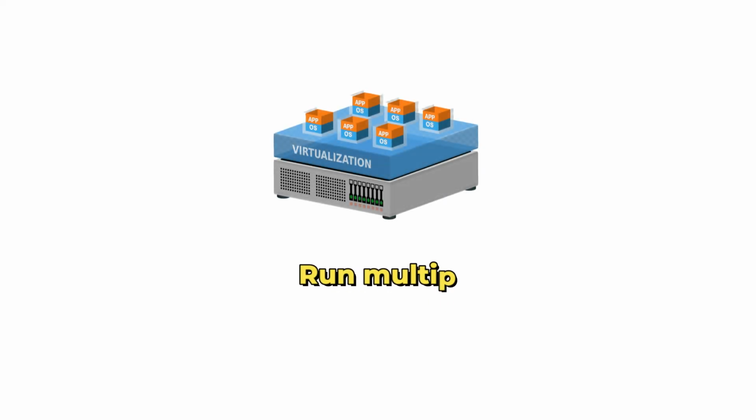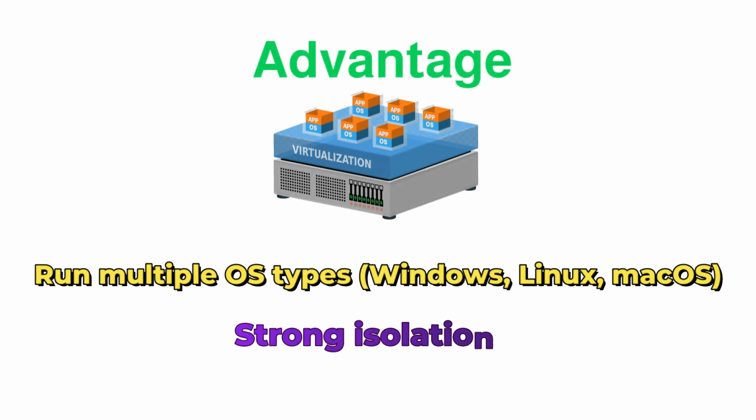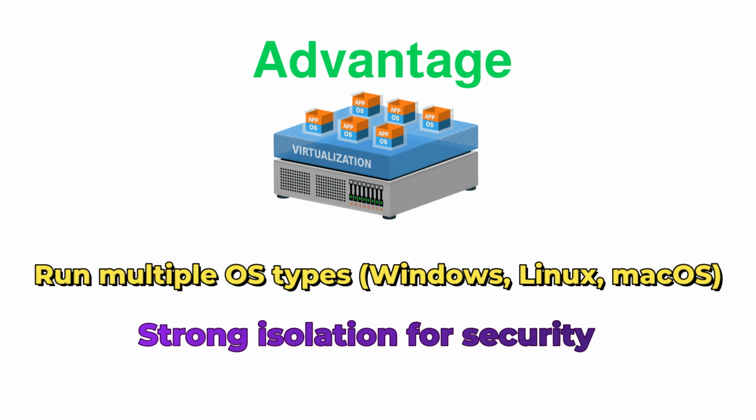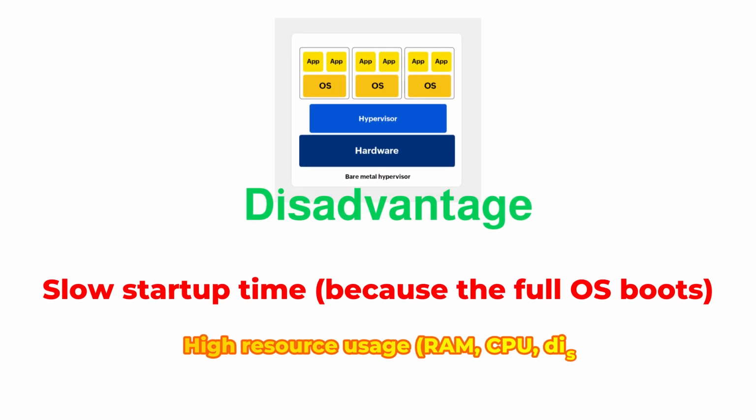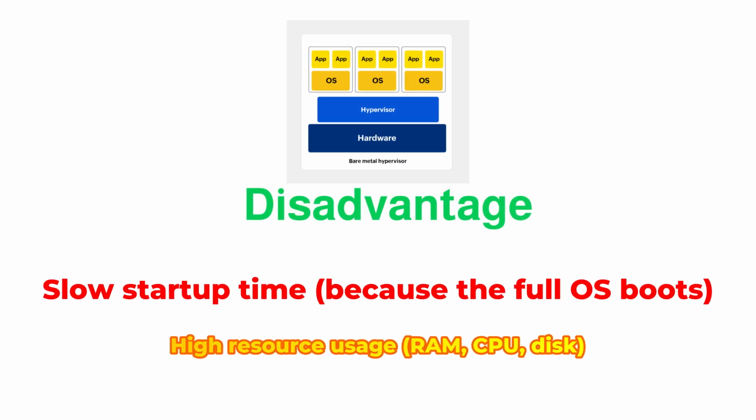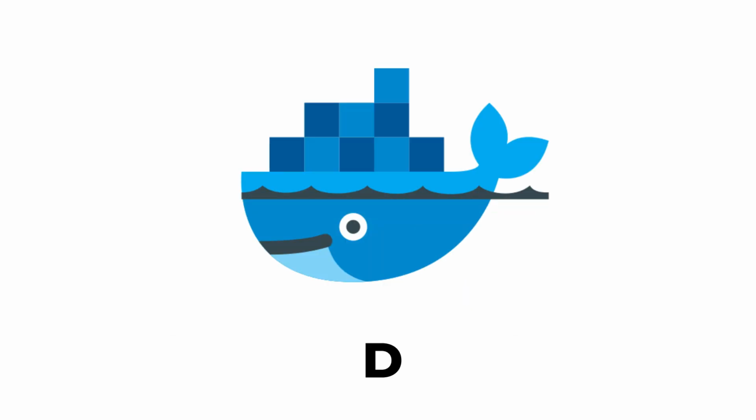Virtual machines, VMs, run multiple OS types: Windows, Linux, macOS. Strong isolation for security, slow startup time because the full OS boots, high resource usage: RAM, CPU, disk.